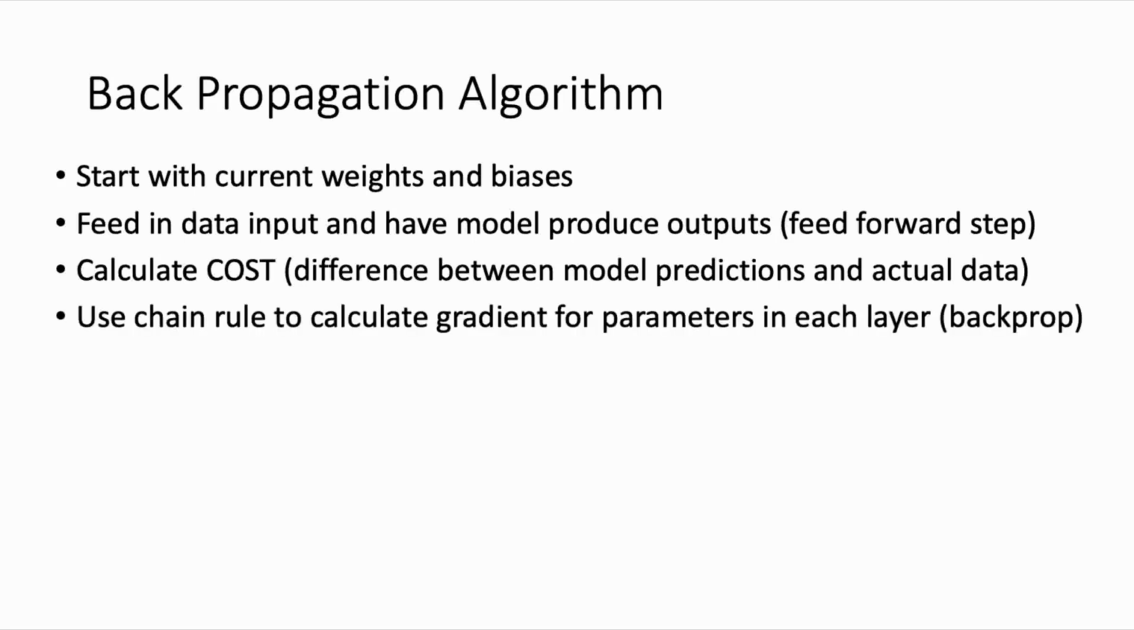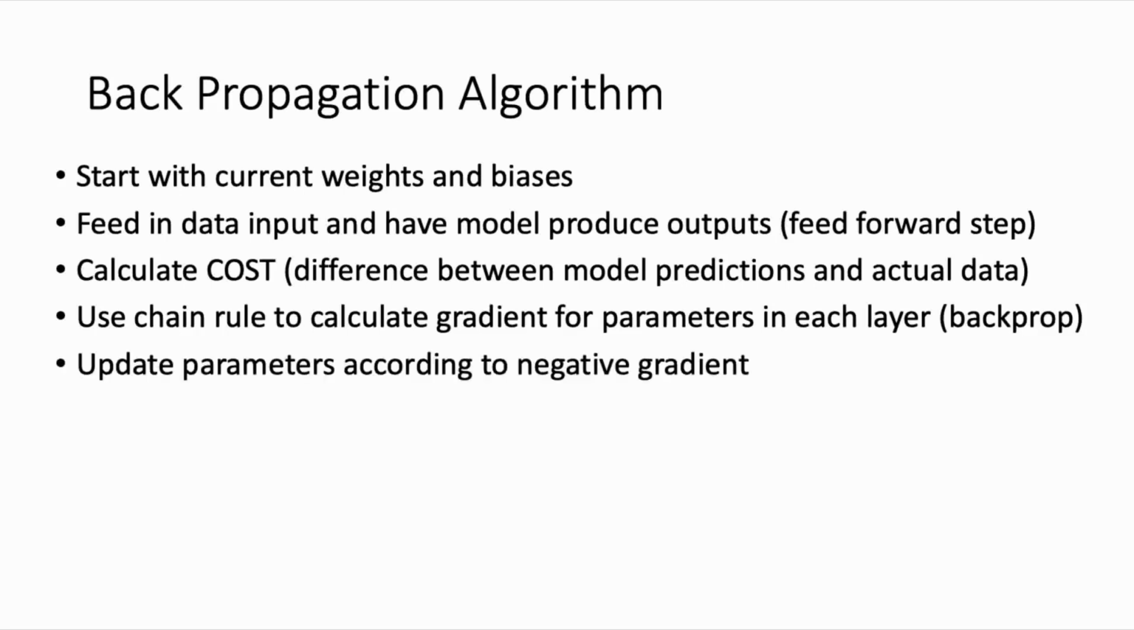We use the chain rule to calculate the gradient for all the weights and biases in each layer of our network. We update the weights and biases in proportion to the negative gradient. These steps are repeated over and over again until learning converges to a minimum of the cost function.